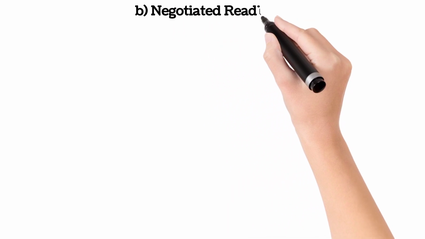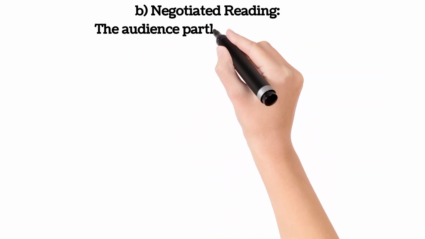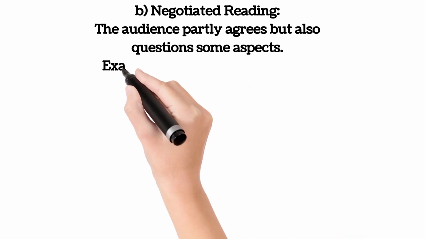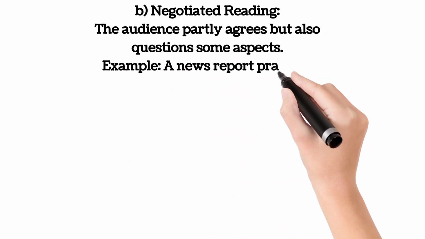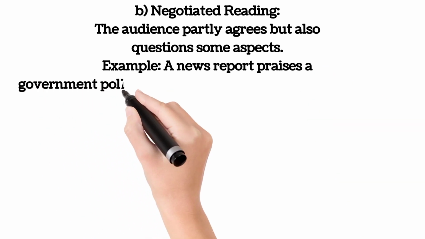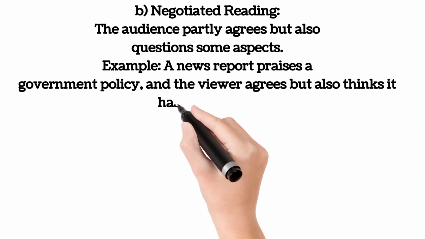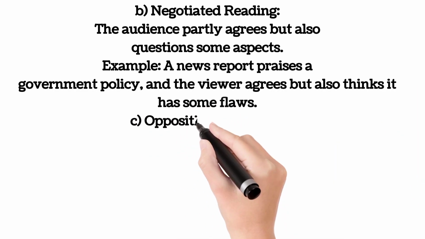B. Negotiated reading. The audience partly agrees but also questions some aspects. Example. A news report praises a government policy, and the viewer agrees but also thinks it has some flaws.